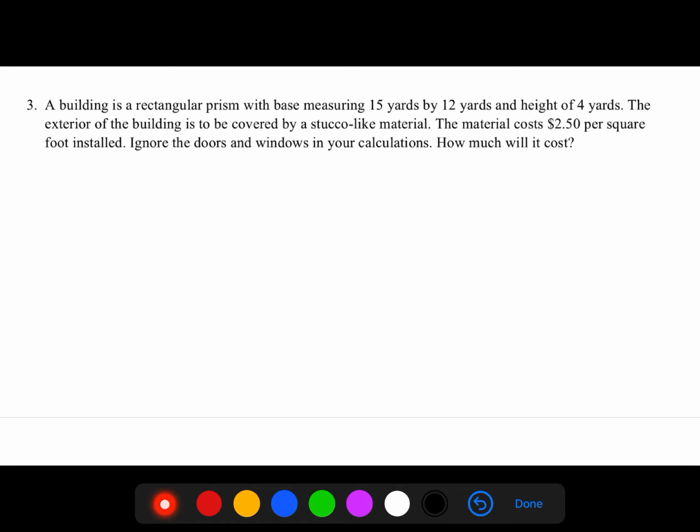Number 4, a building is a rectangular prism with base measuring 15 yards by 12 yards and a height of 4 yards. The exterior is going to be covered by a stucco-like material, which costs $250 per square foot installed. We're going to ignore the doors and windows. We want to figure out how much this is going to cost. Well, remember, this isn't to fill the building. This is to cover the outside of the building. So we're going to be talking about surface area.